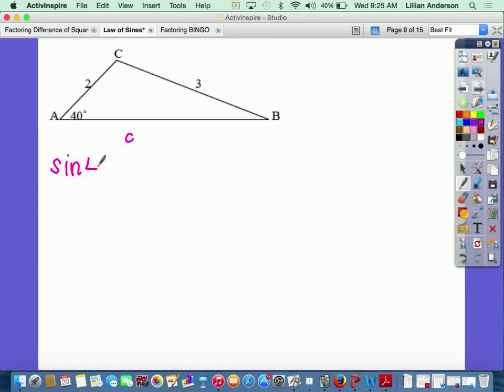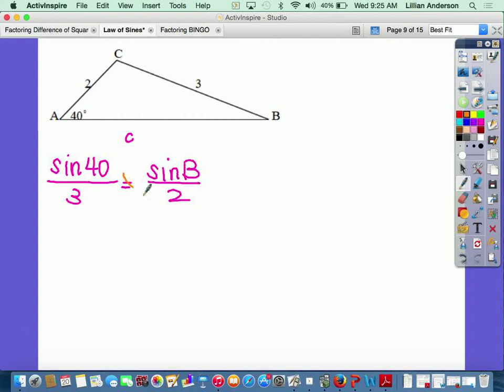Sine of 40 over 3 equals sine B over 2. Now this is different. Capital letters represent angles. And whenever we're trying to find an angle, we're going to use the second sine button, also known as the inverse.